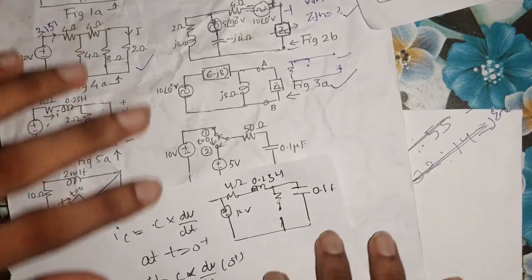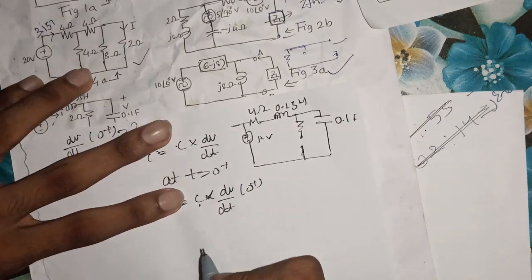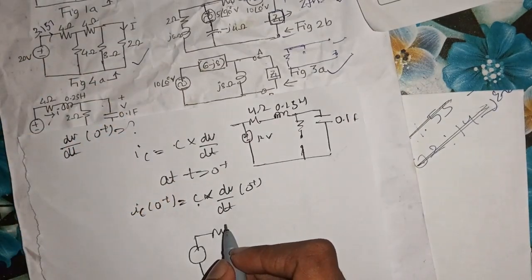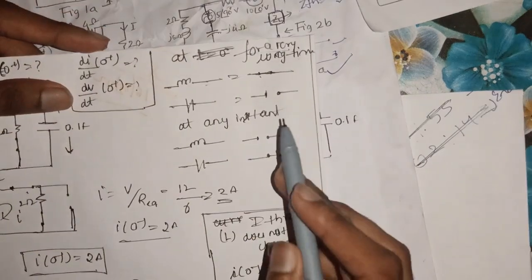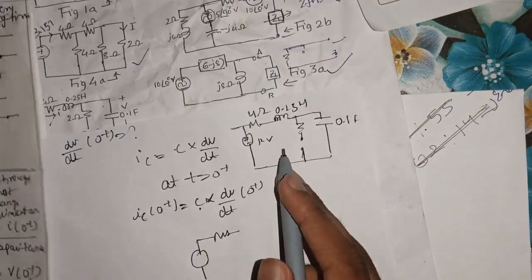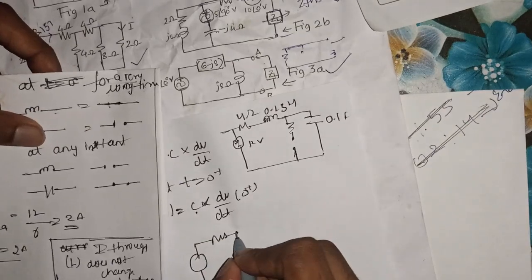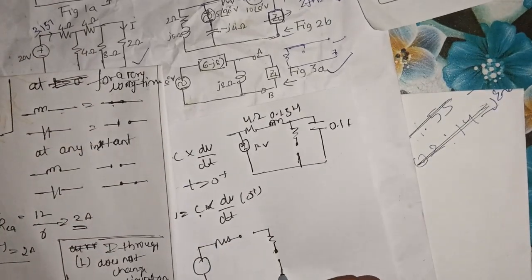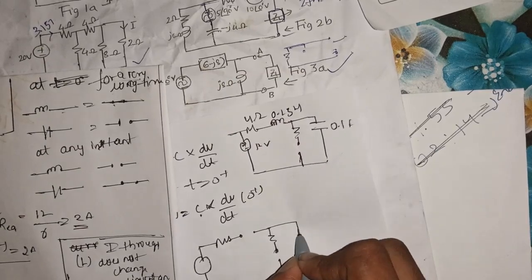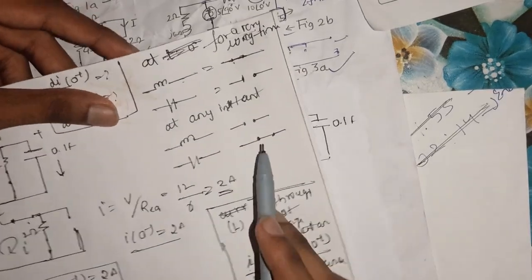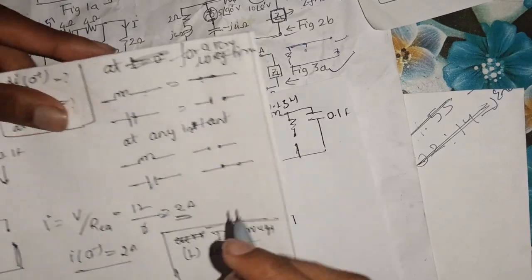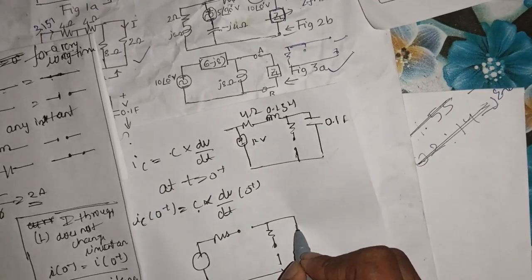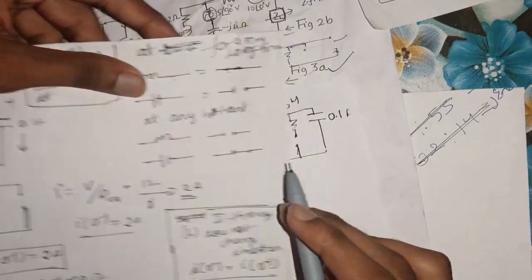As I've already discussed, at any instant of switching, your inductance acts as an open circuit. Similarly, the switch is obviously an open circuit condition, and your capacitance at any instant of switching, the switch has been opened at that instant at time t is equal to 0 plus, where capacitance is open circuited. I mean short circuited. The capacitance is short circuited.